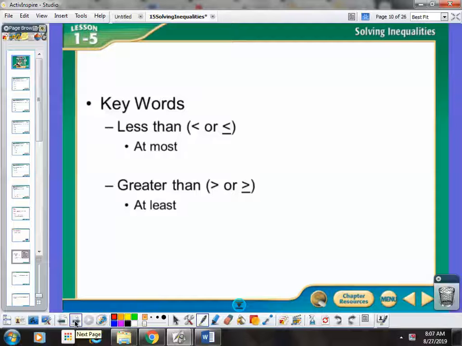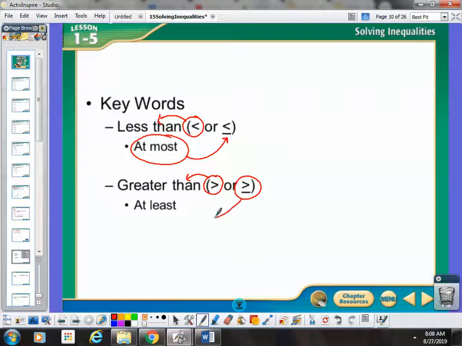A couple of key phrases that you might want to be familiar with. If you see the phrase less than, that's the symbol we're talking about. If you see the phrase at most, that's the symbol we're talking about. Less than and at most. At most is less than or equal to. Less than is simply less than. Greater than, I'm talking about that symbol there. At least is that symbol.